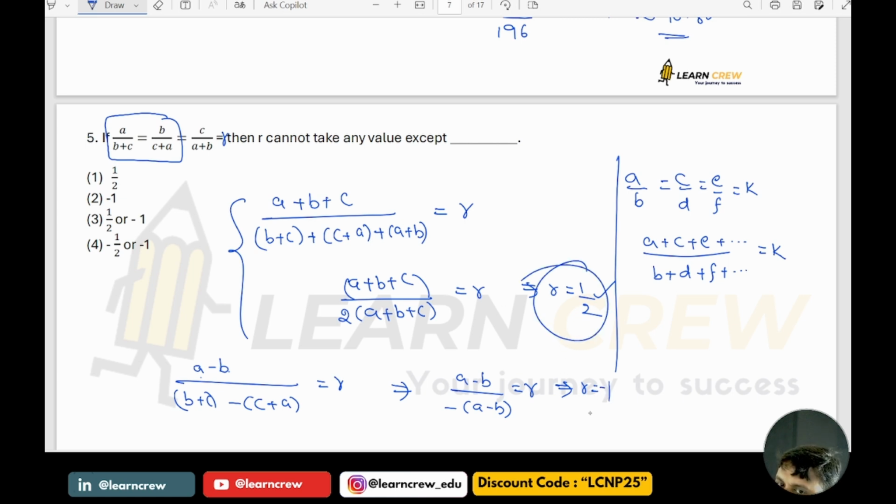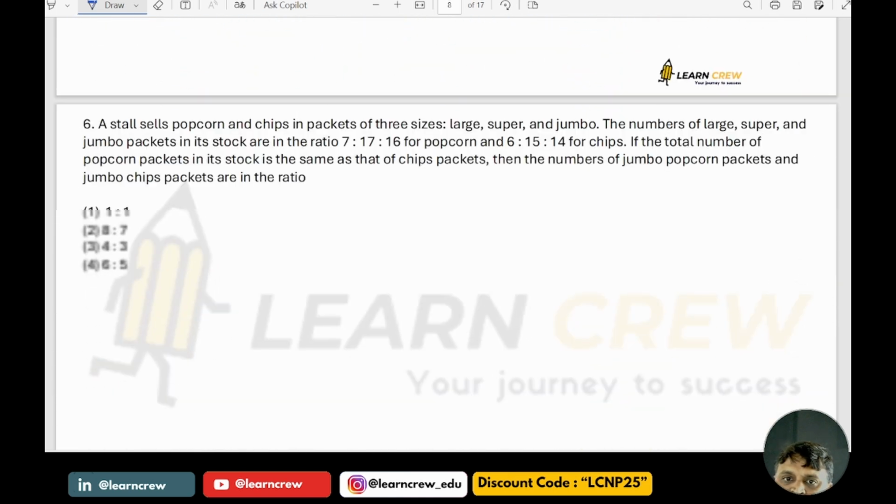So R can be equal to half, R can be equal to minus 1. R cannot take any value other than half or minus 1. So the answer is option 3. Now next, question number 6.